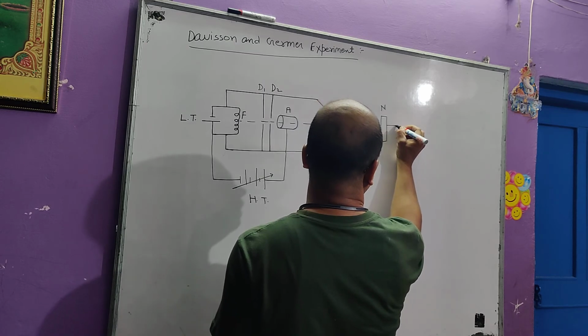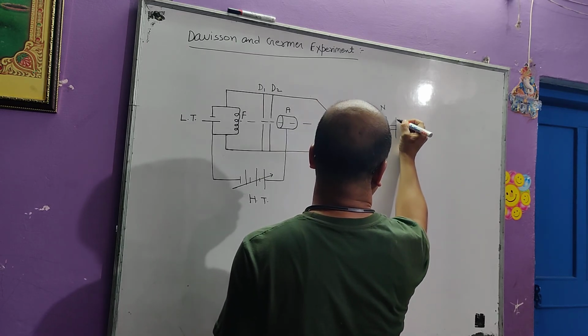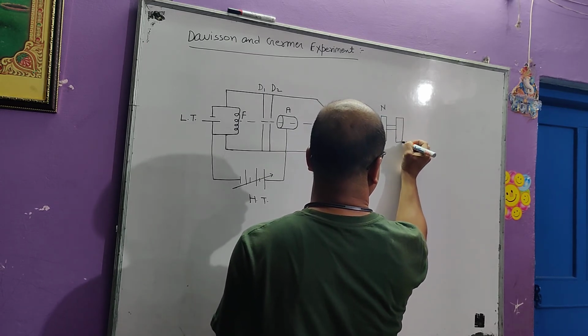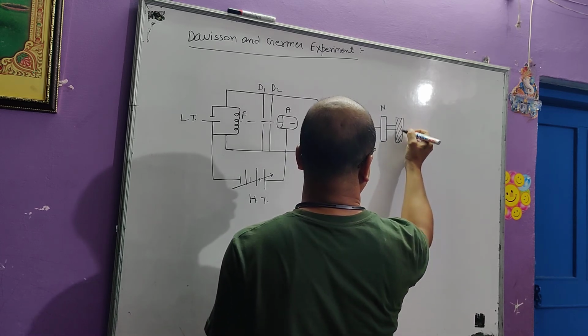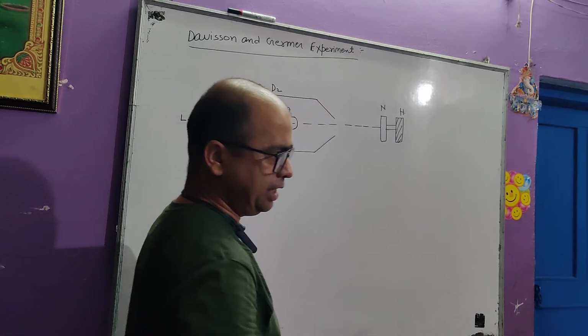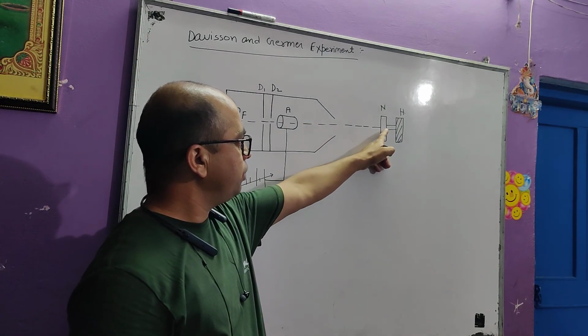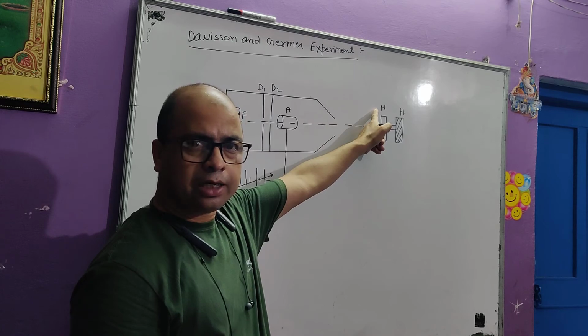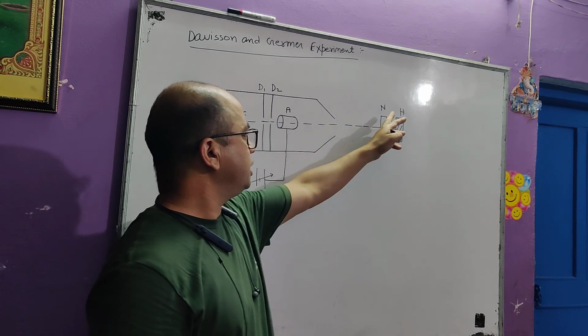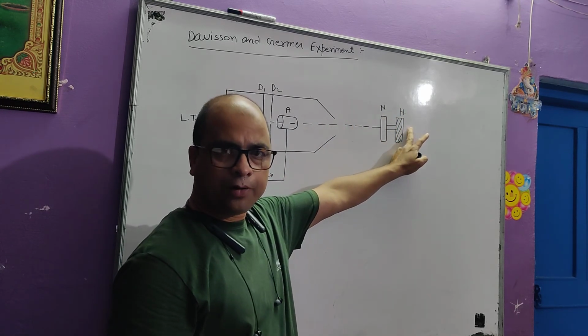This nickel crystal can be rotated with the help of a handle H. Now the accelerated electron beam is incident upon the nickel crystal N, and this nickel crystal can be rotated with the help of handle H.